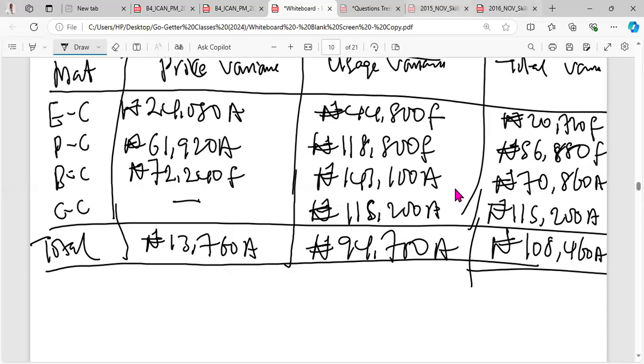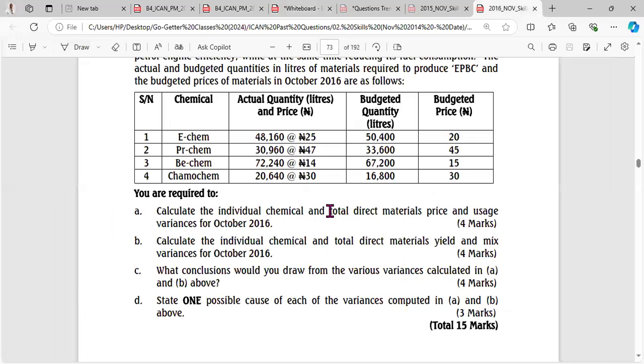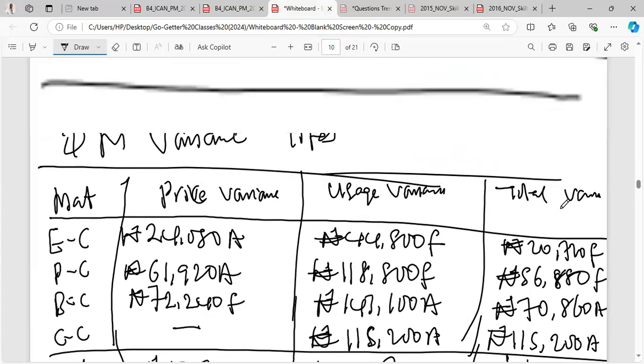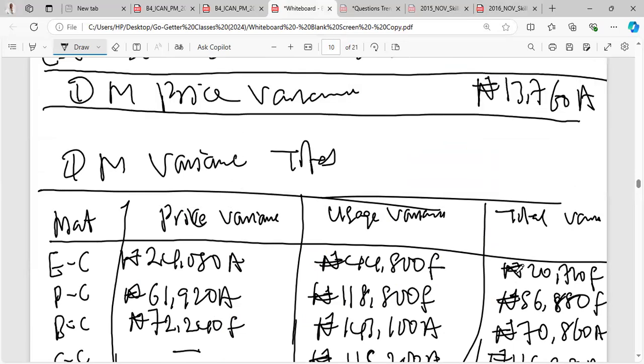Now we've answered: calculate the individual and total direct material price and usage variance. In this case, we calculated the individual price, individual usage, and the total. We are not asked to calculate this last one we did here, but we just did that for learning sake.